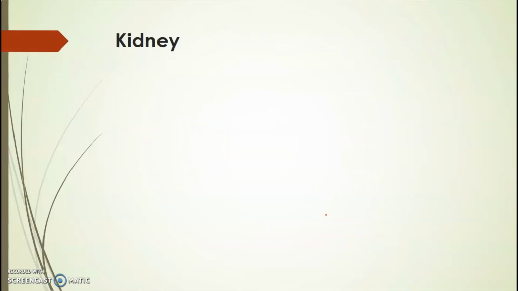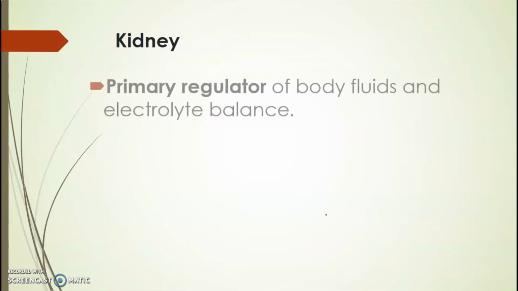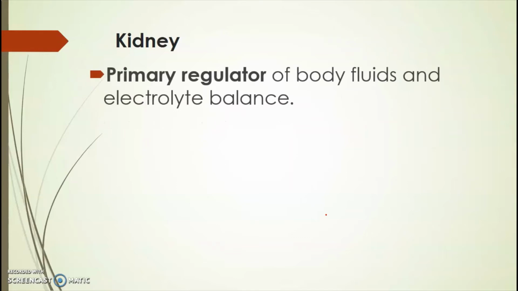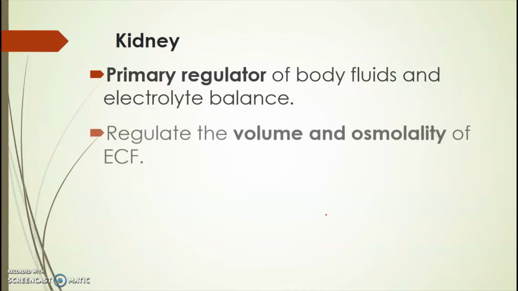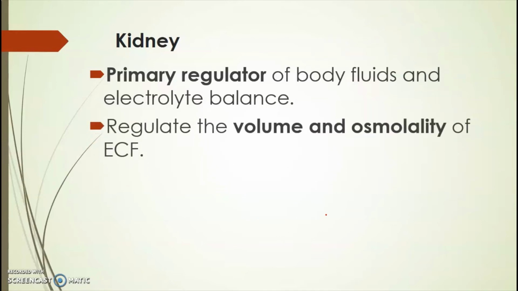For the organ system, we will only focus on one of the organs, which is the kidney, because this is the primary regulator of body fluids and electrolyte balance in our body. So this is the main organ involved. And your kidney is also responsible in regulating the volume and osmolality of the blood. Okay, because the kidney will decide how much fluids or how much plasma will be filtered in the glomerulus of our kidneys. So that will determine now the amount of urine.